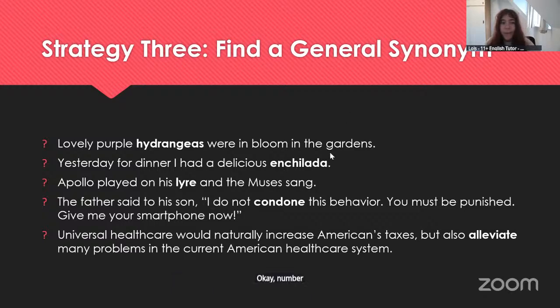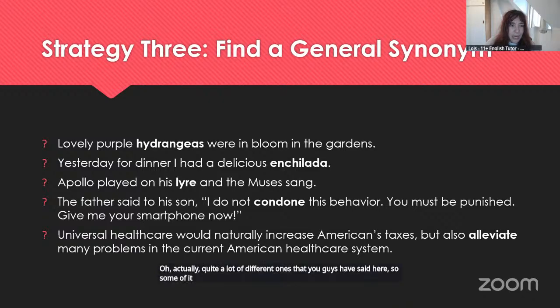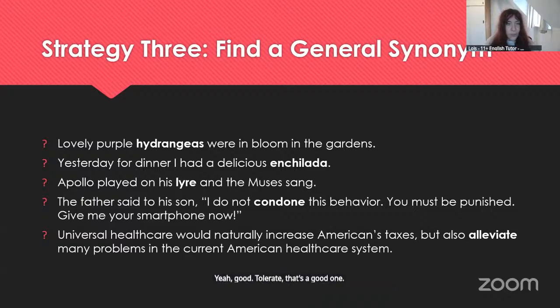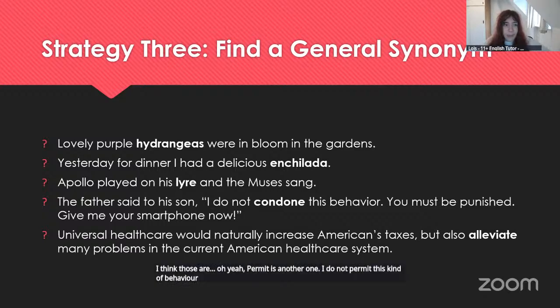Okay, number four. The father said to his son, I do not condone this behavior. You must be punished. Give me your smartphone now. So, what's a general synonym we could give for that word there? Condone. I do not condone. Quite a lot of different ones that you guys have said here. Some of you said accept, allow, approve of. Yeah, good. Tolerate. That's a good one. Permit is another one. I do not permit this kind of behavior, accept this kind of behavior.